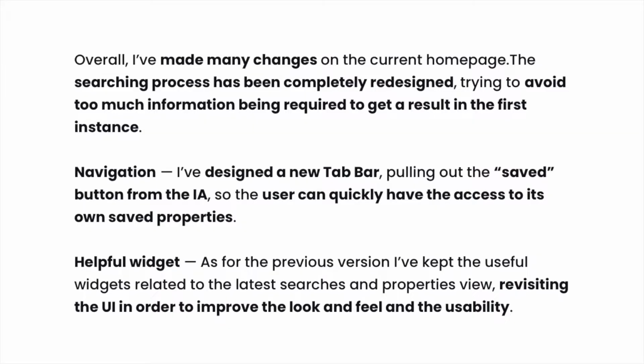Overall, I have made many changes on the current homepage. The searching process has been completely redesigned, trying to avoid too much information being required to get results in the first instance. Navigation: I have designed a new tab bar, pulling the save button out of the information architecture so the user can quickly have access to their saved properties. Helpful visit: as in the previous version, I have kept the useful visit related to the latest searches and properties viewed, revisiting the UI in order to improve the look and feel and the usability.